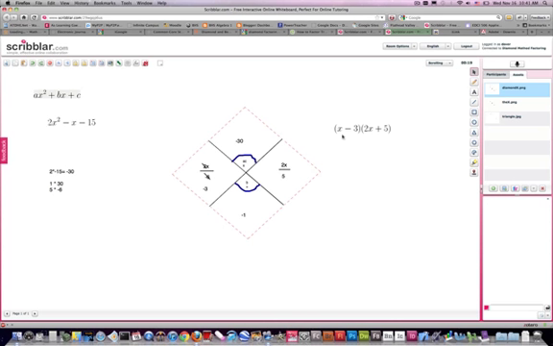If we FOIL this out or use the distributive property, we'll find that x times 2x is 2x squared. x times 5 is 5x. -3 times 2x is -6x. And -3 times a positive 5 is -15. So we will be left with 2x squared, then 5x minus 6x is -1x, and -15, so it checks, and there you have it.